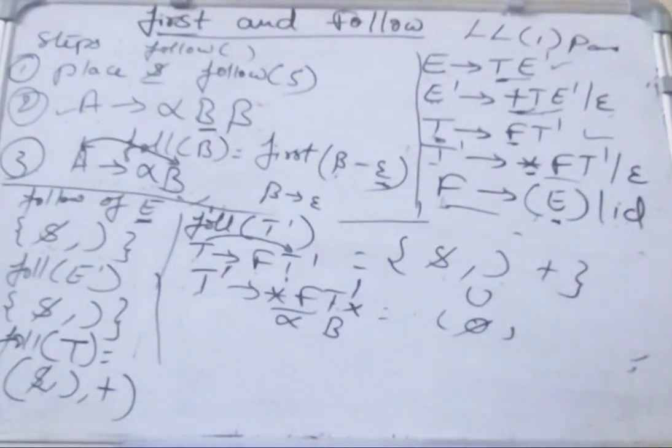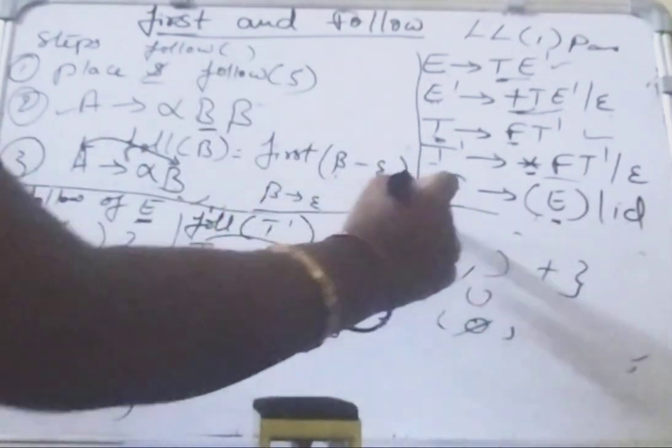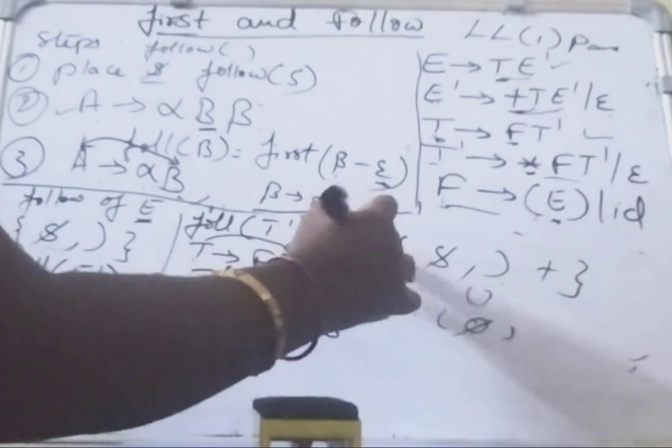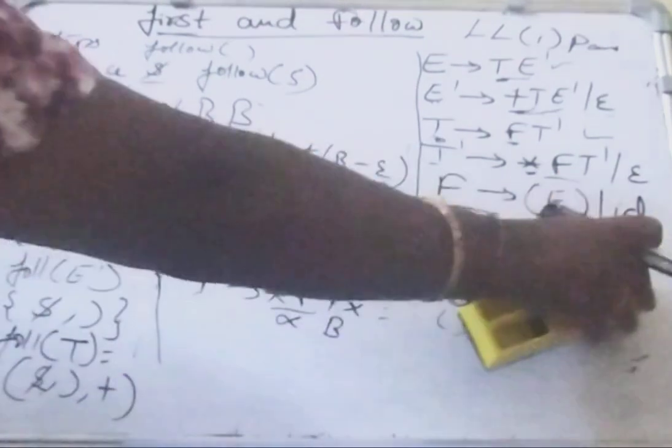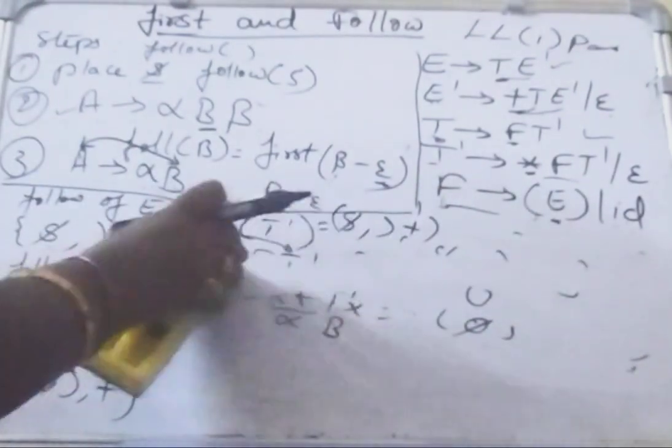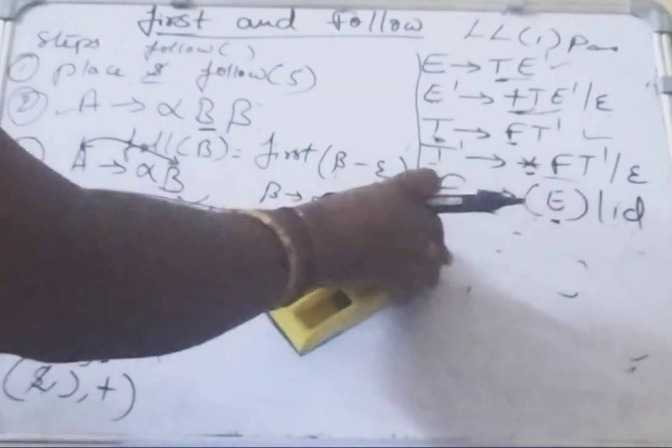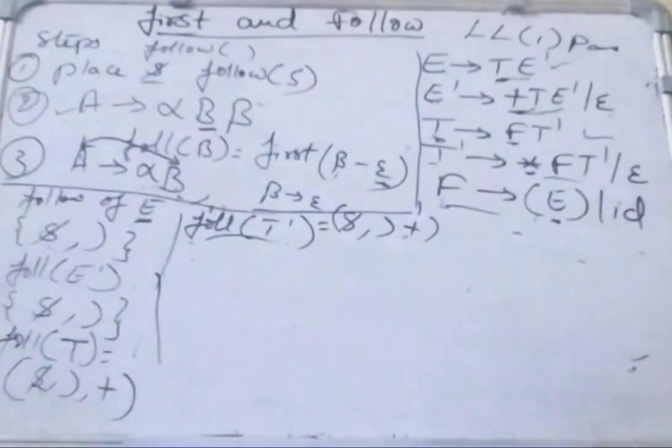So what is follow of t dash? Follow of t dash is equal to three symbols, which is the same as follow of t. That is, follow of t dash is equal to dollar, greater than and plus. So these are the three symbols we get for follow of t dash. The last symbol we have to identify now.